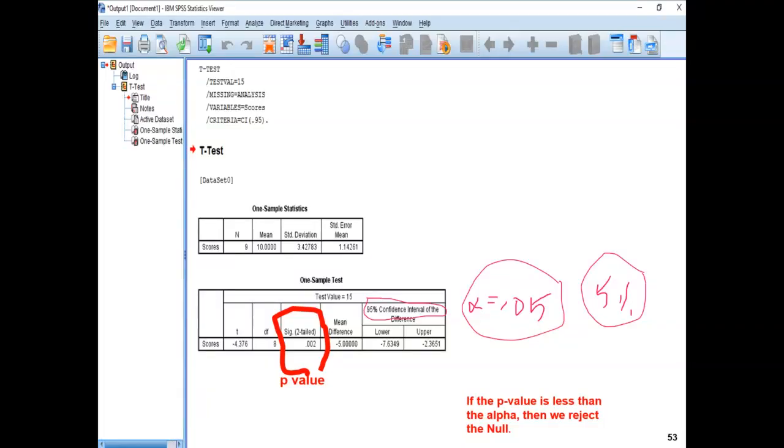It's always the same principle. If the p-value is less than alpha, alpha is 0.05. Is p-value 0.002 less than alpha, then we reject the null. Is it? P-value is 0.002. It is less than 0.05. Therefore, we reject the null. The same way that we did it manually.